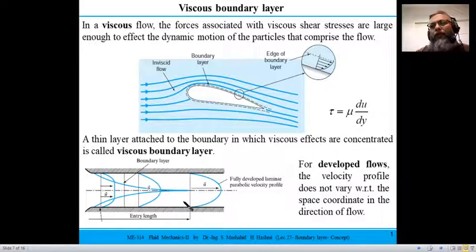Since we are only talking here about a laminar velocity profile, I will talk about how it differs in the turbulent case as well. The idea of the boundary layer is applicable both in external flow problems as well as in internal flow problems.